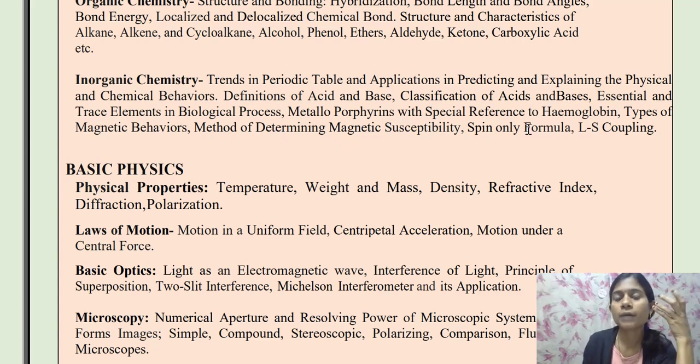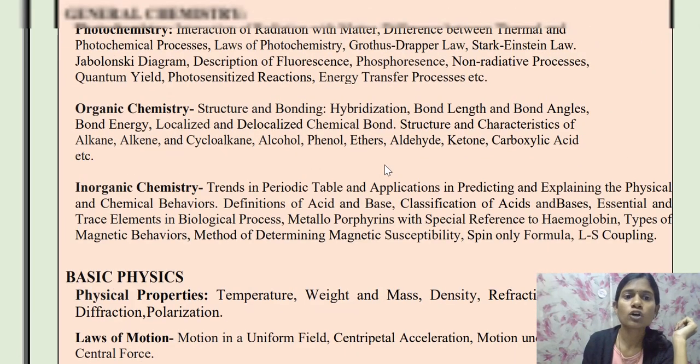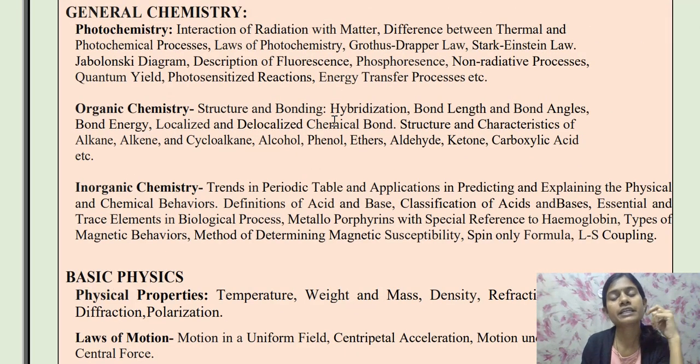Whenever you are working with different biological material, or in poison or drug analysis, whenever you are extracting from the viscera, body fluids or body material, you have to learn about these things also. Metalloporphyrins with special reference to hemoglobin, types of magnetic behaviors, methods of determining magnetic susceptibility, spin only formula, LS coupling. So this is all about general chemistry, which includes photochemistry, organic chemistry and inorganic chemistry.